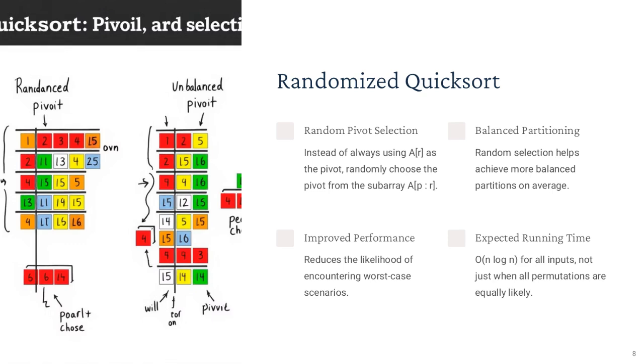This randomness improves the likelihood of balanced partitions, even for inputs with specific patterns that might otherwise cause highly unbalanced splits. The expected running time of randomized Quicksort is O(n log n) for all inputs, making it an effective and practical solution for a wide range of sorting problems. By incorporating randomization, this variation enhances both the efficiency and reliability of the algorithm.